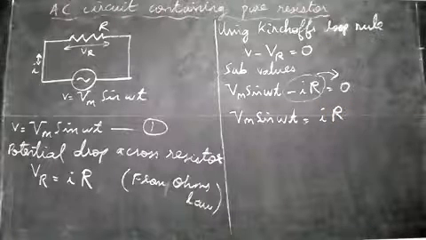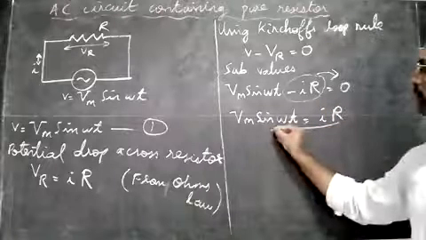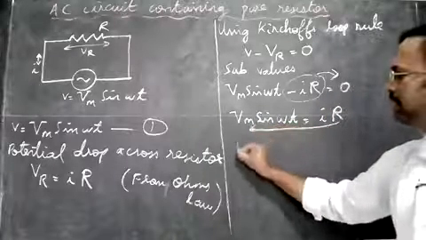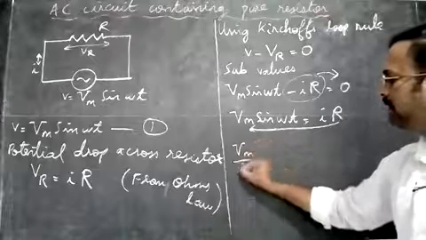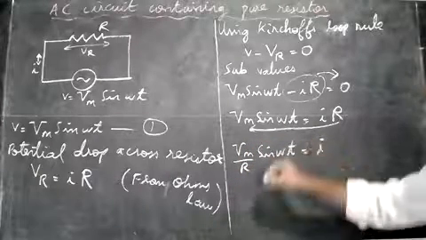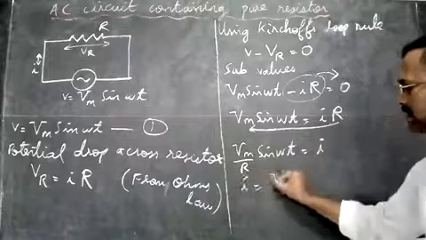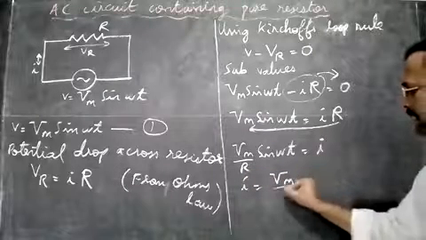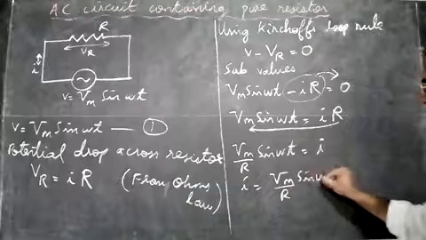We need to find I only, so I bring this R down to the other side. We get Vm by R sine omega t is equal to I. Rearranging, we get I is equal to Vm by R sine omega t.